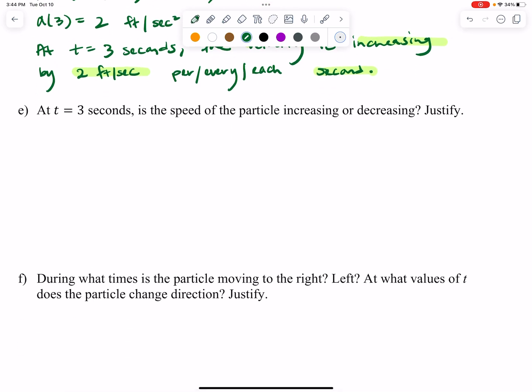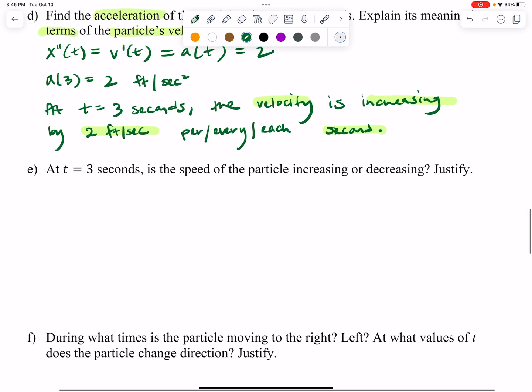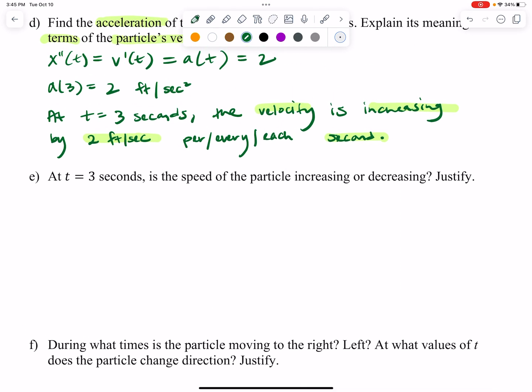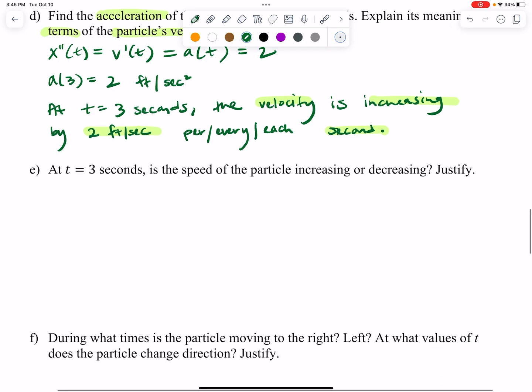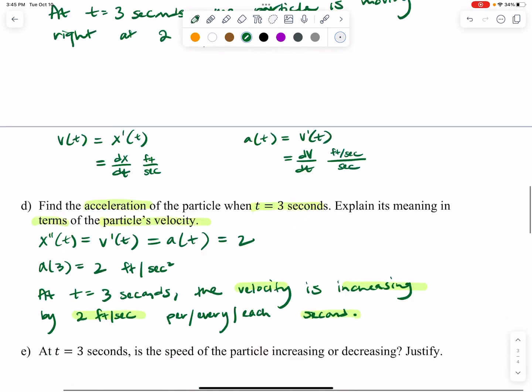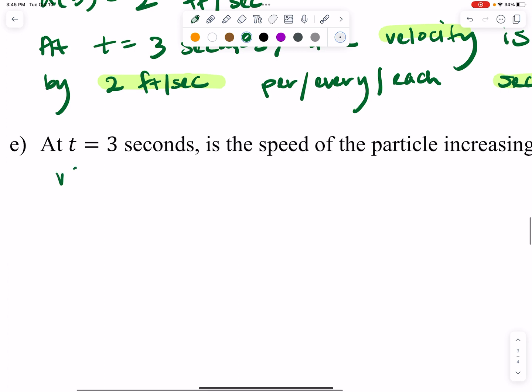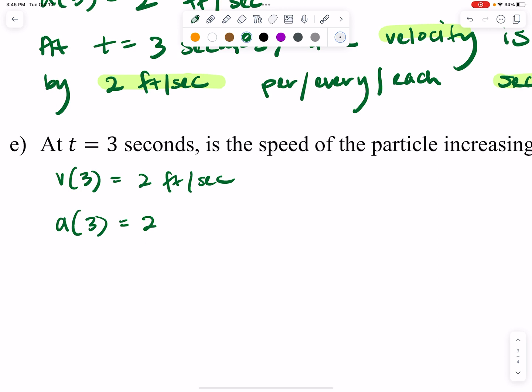At t equals 3 seconds, is the speed of the particle increasing or decreasing? Justify. Well, that means we need to figure out what the sign of velocity and acceleration are at 3 seconds. We already figured out acceleration at 3 seconds. Did we already figure out velocity too? Let's see. Oh, we did. We got that velocity at 3 seconds was 2 feet per second, and we got the acceleration at 3 seconds was also positive 2 feet per second squared.